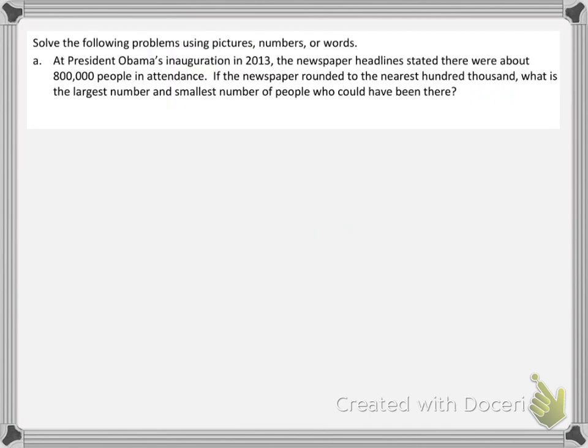All right, now here's our word problem. At the President Obama's inauguration in 2013, the newspaper headline stated that there were about 800,000 people in attendance. If the newspaper rounded to the nearest 100,000, what is the largest number and the smallest number of people that could have been there? Well, let's look at that.